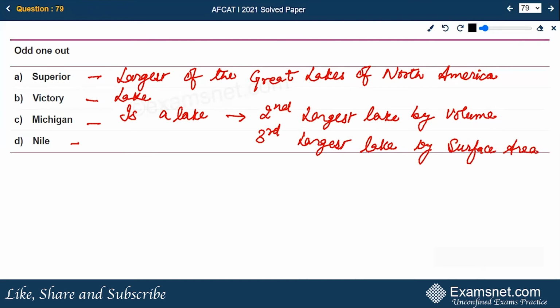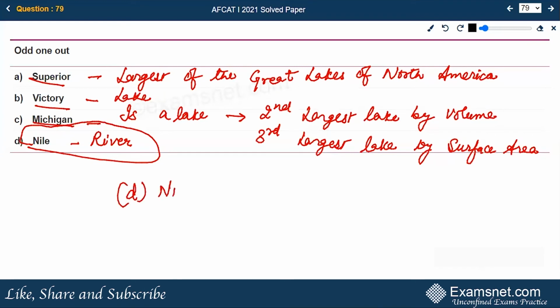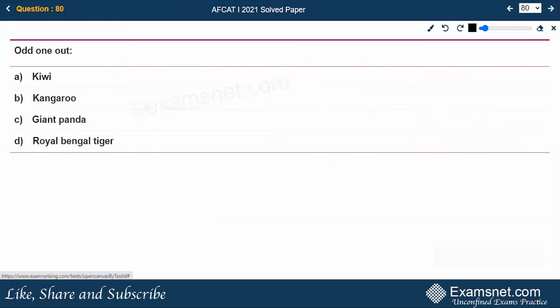The next, Nile. Nile is a river. Nile is a river which is in northeastern Africa. So you can see A, B, C, all the three are lakes, whereas Nile is a river. So the odd one out in our case is option D, Nile, because the rest are lakes and Nile is a river.